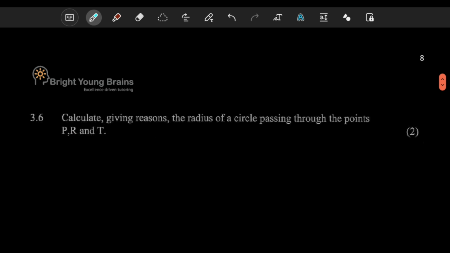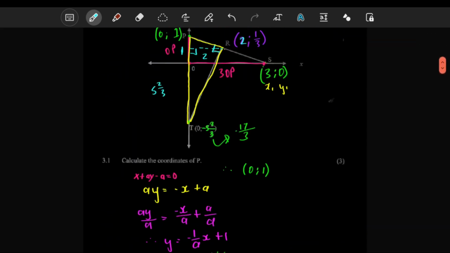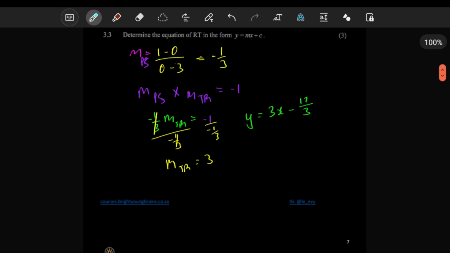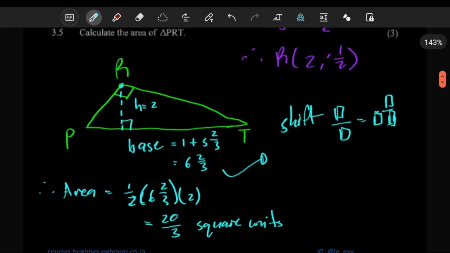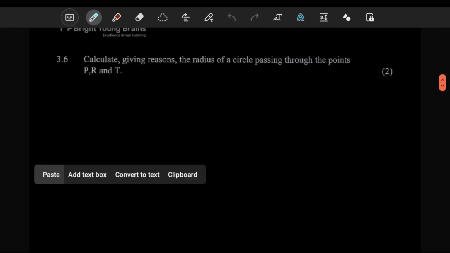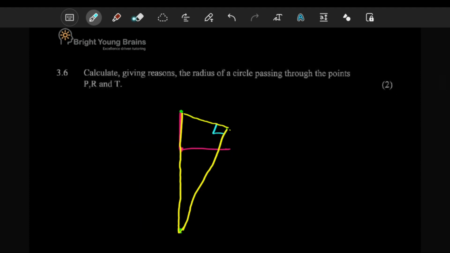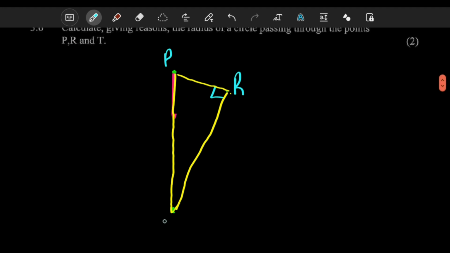Question 3.6. Calculate, giving reasons, the radius of a circle passing through the points PRT. So let's see where PRT is. PRT is this circle here. They want us to get the radius of the circle passing through that, and they say we should give a reason. Well, it's just a 2-mark question. The reason it's a 2-mark question is because our basic theory will tell us something specific about a circle that passes through PRT here, because there's P over here, R over there, and T down here.